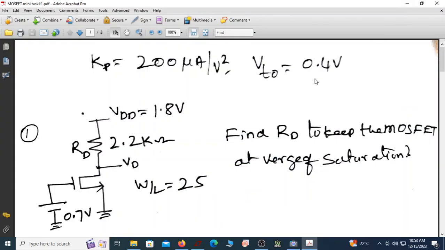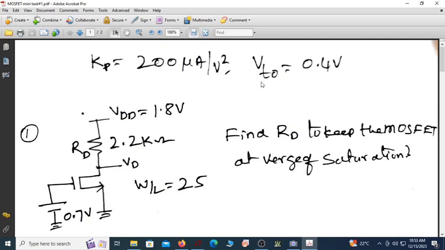Okay, we try to solve this problem. In this problem, we are asked to find the value of this RD to keep the MOSFET at verge of saturation, even though the value of RD is given as 2.2K. So we are asked to find what is the value of RD so that MOSFET is at verge of saturation.